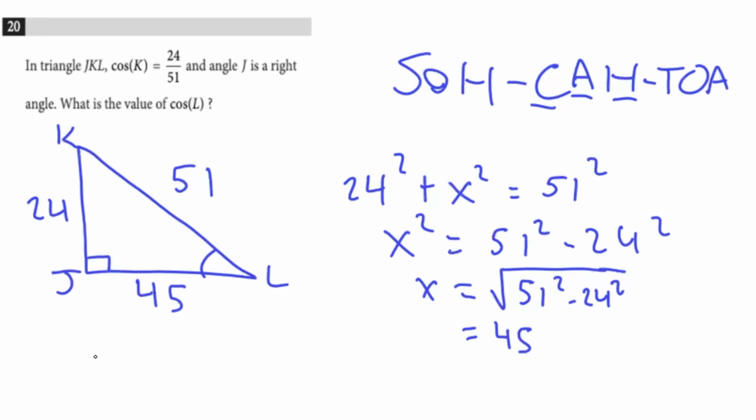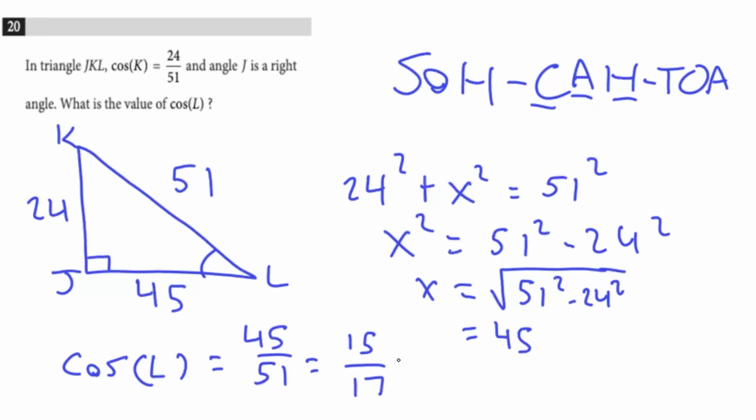So then to get cosine of L, all we have to do is put adjacent over hypotenuse, so that'll be 45 over 51. And then if we simplify this, we can divide by 3 on the top and the bottom. This will come out to 15 over 17, and then that will be our answer.